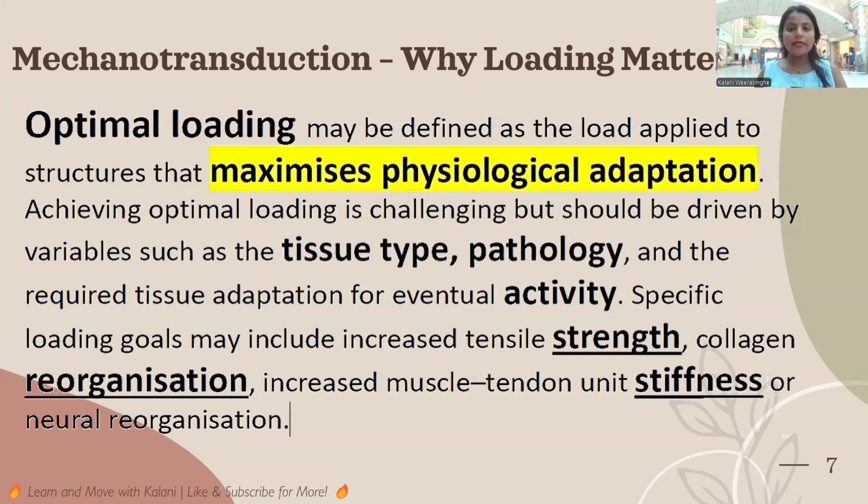Achieving optimal loading is challenging, but should be driven by variables such as the tissue type, pathology, and the required tissue adaptation for eventual activity. Specific loading goals may include increased tensile strength, collagen reorganization, increased muscle tendon unit stiffness, or reorganization.